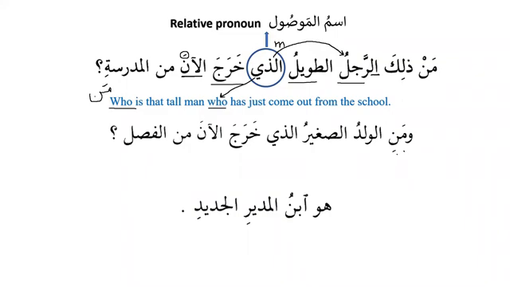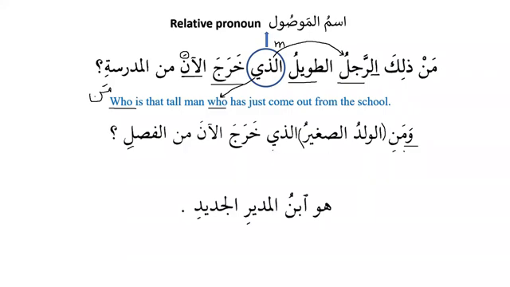Then we continue. It says وَمَنِ الْوَلَدُ الصَّغِيرُ الَّذِي خَرَجَ الْآنَ مِنَ الْفَصْلِ. And now it's a similar kind of sentence to the one we have seen over here. We have waw over here, and we know that this is waw al-atfi. This is a conjunction, which is basically used to connect two similar sentences. وَمَنِ الْوَلَدُ الصَّغِيرُ. So don't forget that our emphasis is also on mawsuf and sifa. So al-waladu is basically mawsuf, as-saghiru is sifa, noun and adjective.